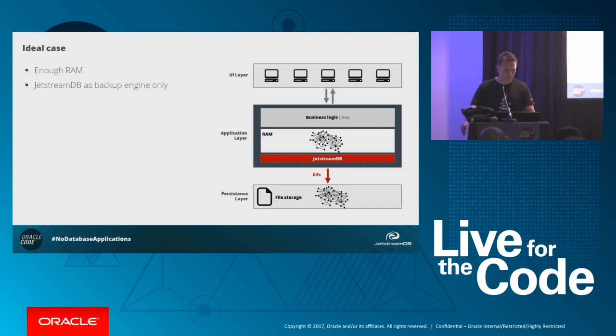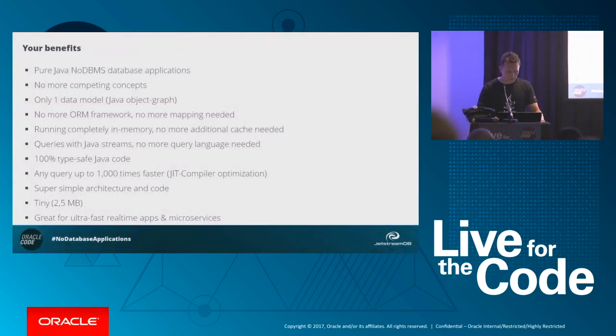And the ideal case here is having enough memory, of course. Then Jetstream would be only a backup strategy for storing the object graph. But if you don't have enough memory, then it works a little bit similar to Hibernate. You can load nodes lazily when needed. The benefits then are clear.